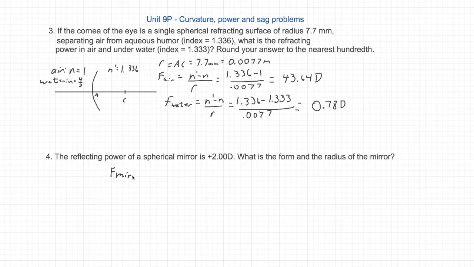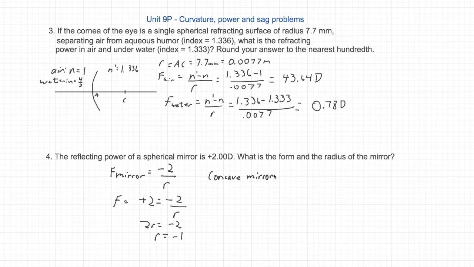Question 4, the reflecting power of a spherical mirror is plus 2 diopters. What is the form and radius of the mirror? So our mirror formula is power equals minus 2 over r. And we find that r equals negative 1. So that means that AC is a negative number. C is on the left, therefore it's a concave mirror of radius 1 meter.